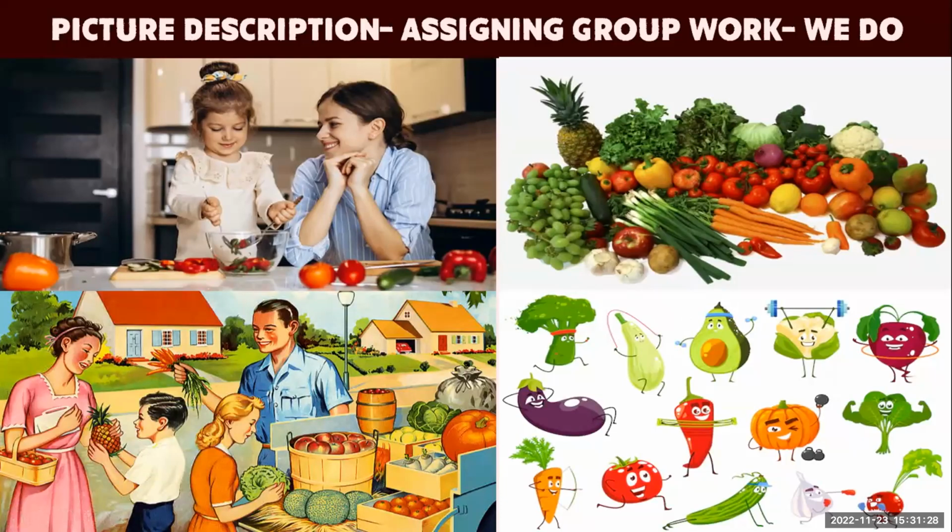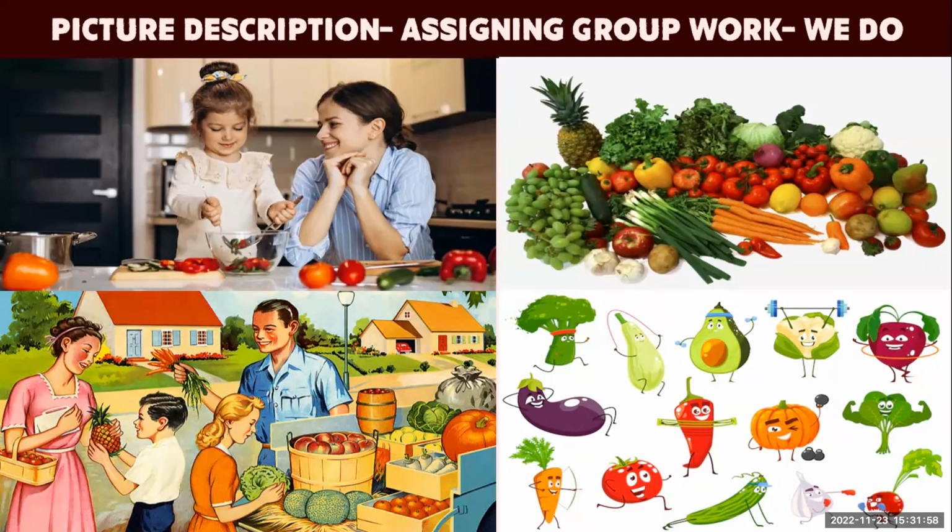Try to collect different pictures, as I told you. And here we have totally 4 pictures. On the right side, the 2 pictures are about vegetables. And if you look at the women and the child, there is a lot of scope for children to interact. So it's your decision to whom to give these pictures. But the thing is that you have to choose different pictures.